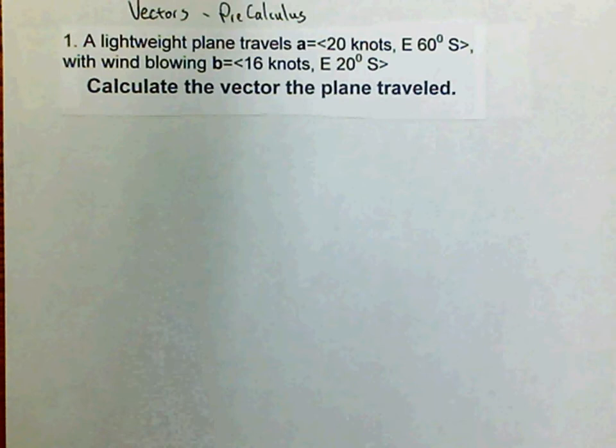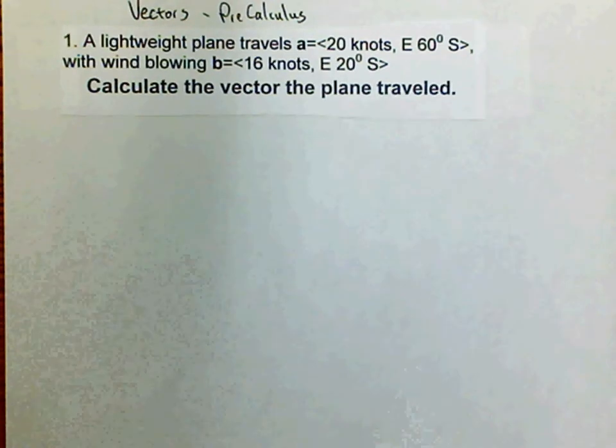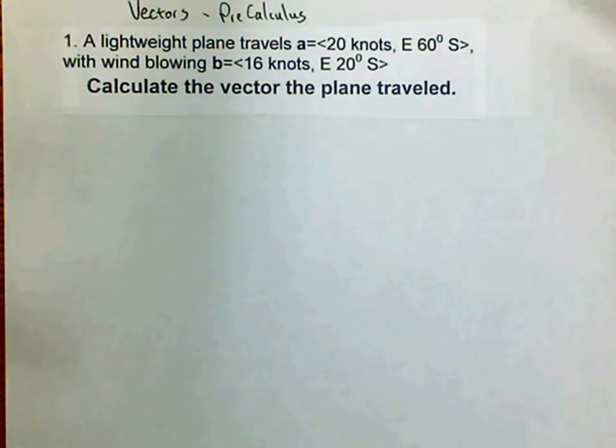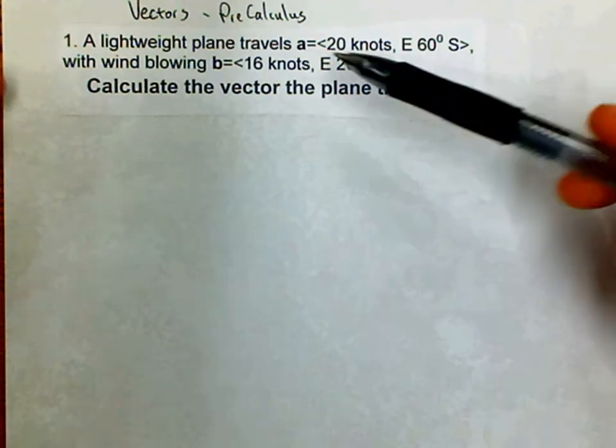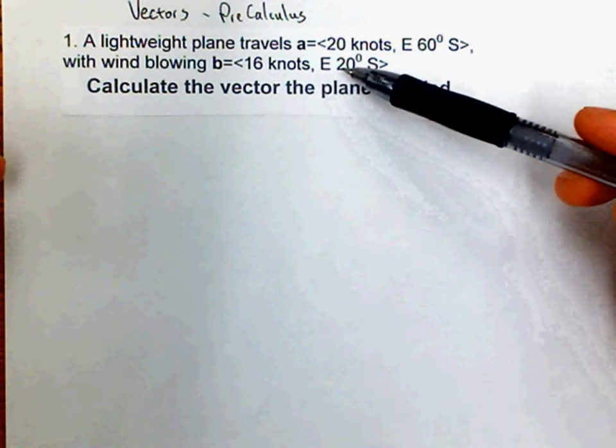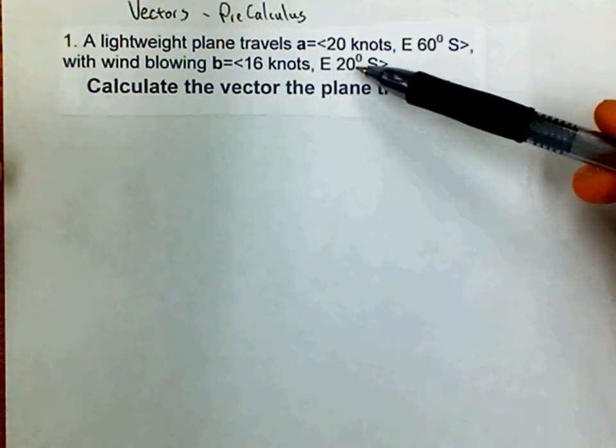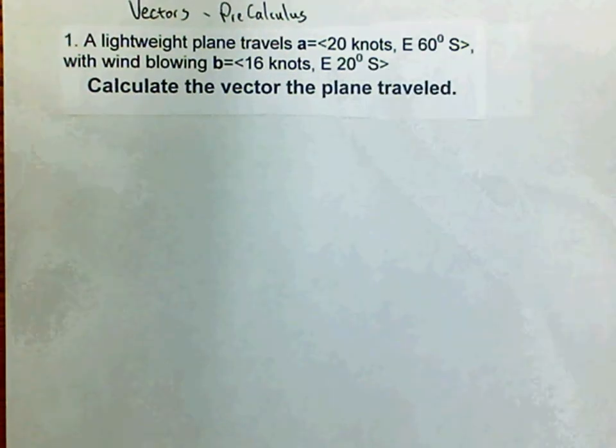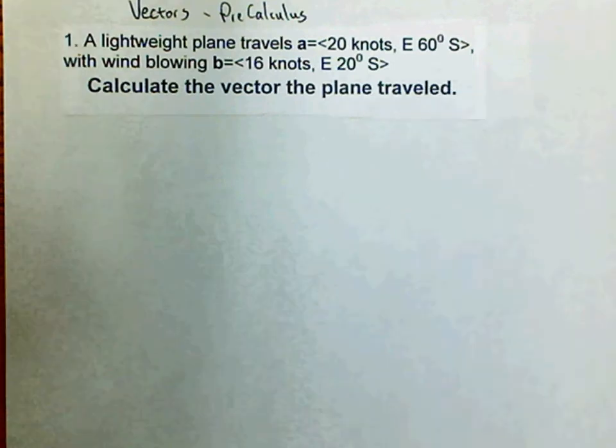Now our second vector is actually describing the wind on the plane. That vector of the wind blowing on the plane affects where the plane actually goes and at what speed. So the wind is blowing 16 knots in an east 20 degrees south or 20 degrees south of east direction. We're going to calculate the vector that the plane traveled.